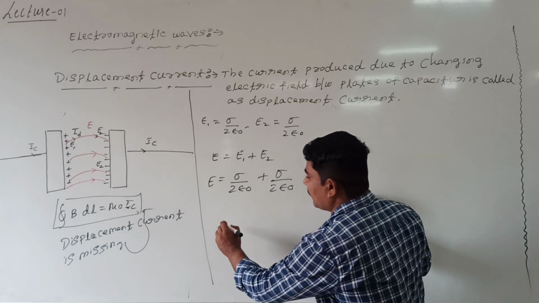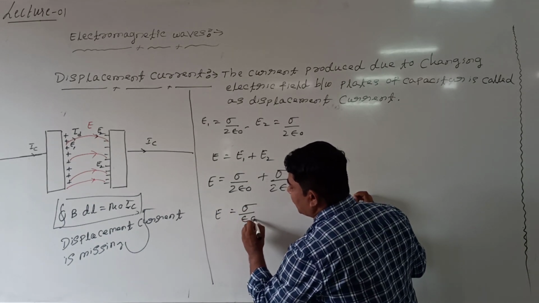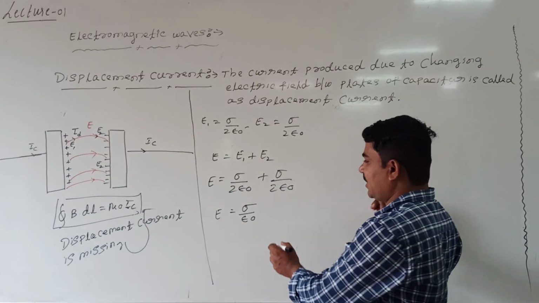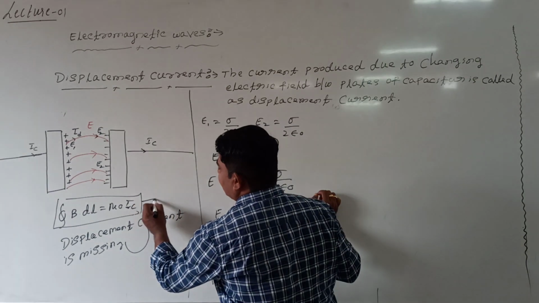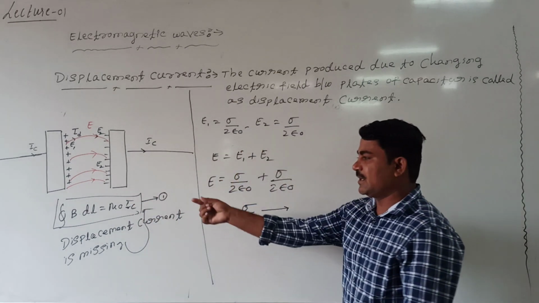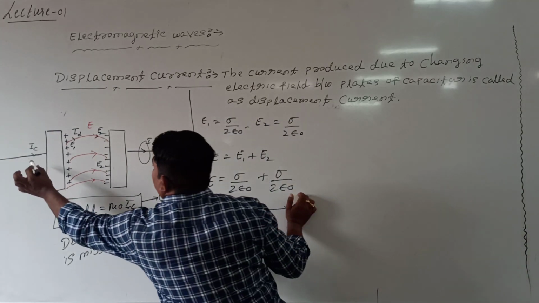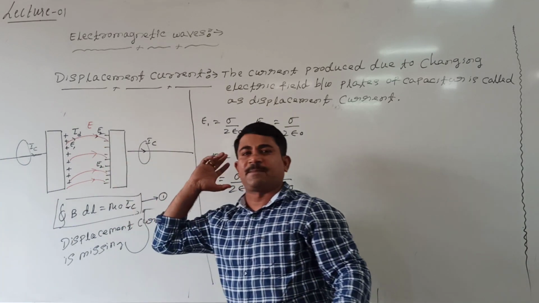What is the net electric field between the plates of a capacitor? The net electric field between the plates of a capacitor can be represented by sigma by epsilon naught. Right? Now this is nothing but equation 1, I will take. That is Ampere Circuit Law, where it is valid. Either it is valid here or here, but this Ampere Circuit Law is not valid between the plates of the capacitor.